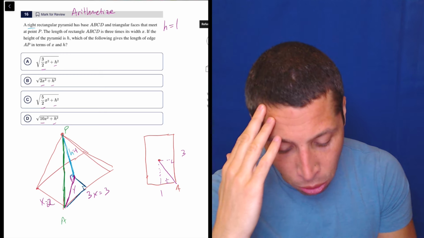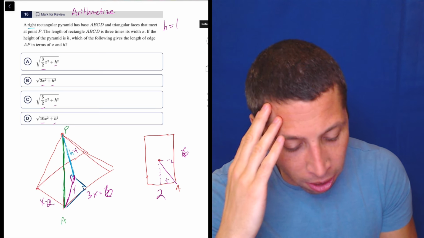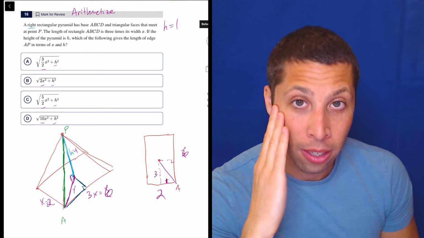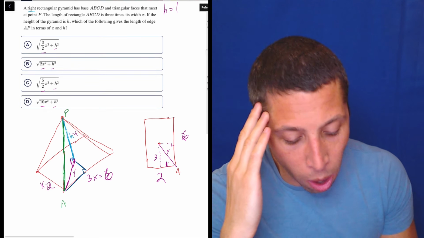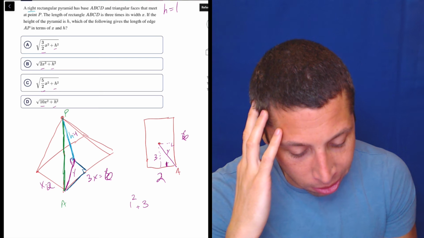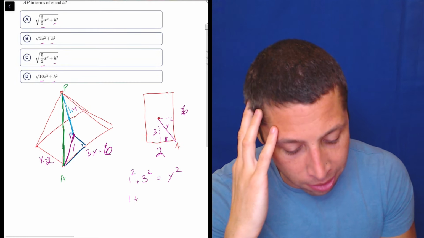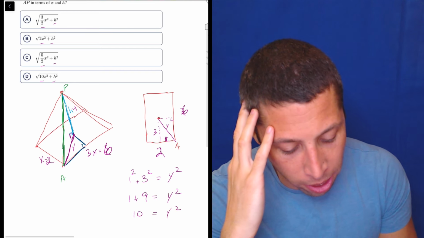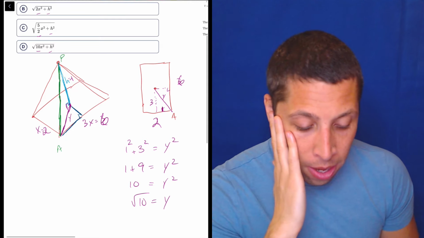Let's change the game. Let's make this 2, and so that this is 6. Now, as I solve, this is a 1 and 3 right triangle, right? So now I actually have dimensions that make sense. Let's find this y here. That's going to be basic Pythagorean theorem. 1 squared plus 3 squared is y squared. So 1 plus 9 is y squared, 10 is y squared. So radical 10 is equal to y.